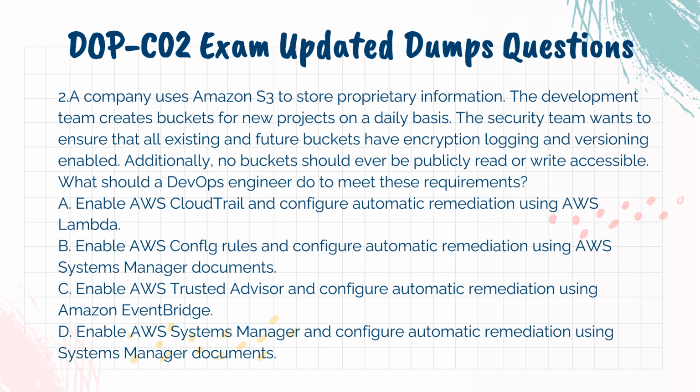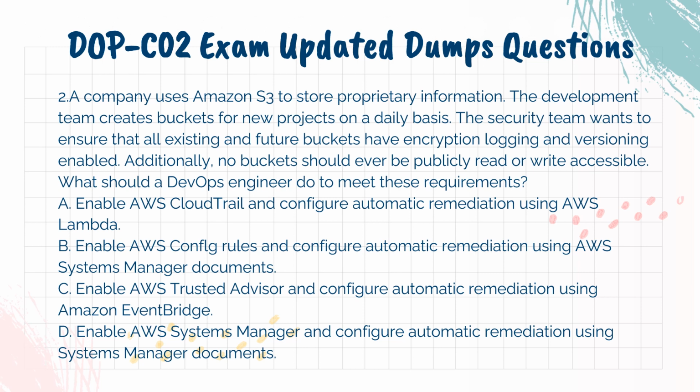2. A company uses Amazon S3 to store proprietary information. The development team creates buckets for new projects on a daily basis. The security team wants to ensure that all existing and future buckets have encryption, logging, and versioning enabled. Additionally, no buckets should ever be publicly read or write accessible. What should a DevOps engineer do to meet these requirements?